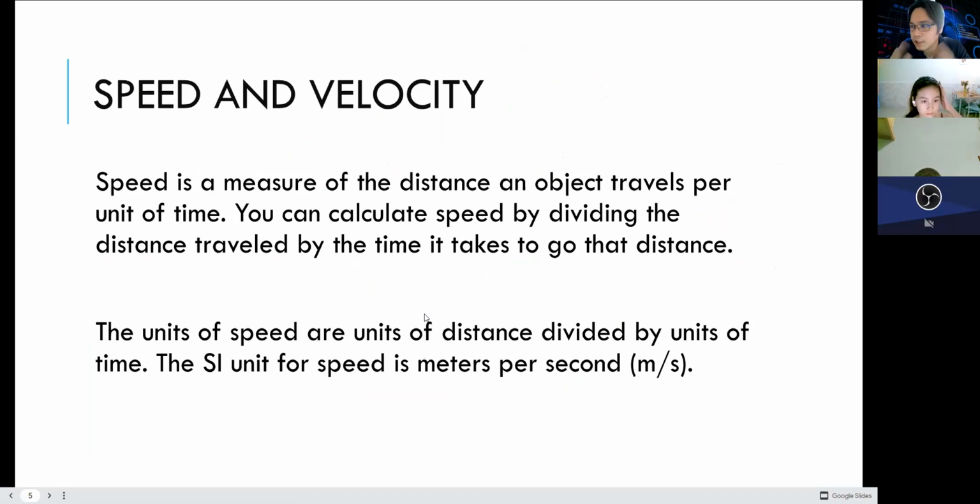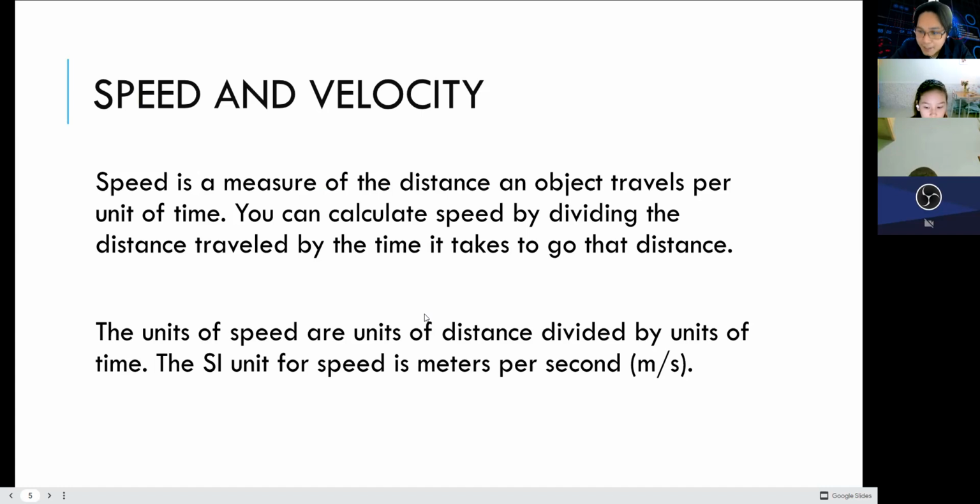These are just the basics. I actually managed to sum up all of them in order for us to have a concrete idea of the topic. Speed and velocity. Speed is a measure of the distance an object travels per unit time. Usually this is meters per second or kilometers per hour. You can calculate the speed by dividing the distance traveled by the time it takes to go that distance. The units of speed are units of distance divided by the units of time.